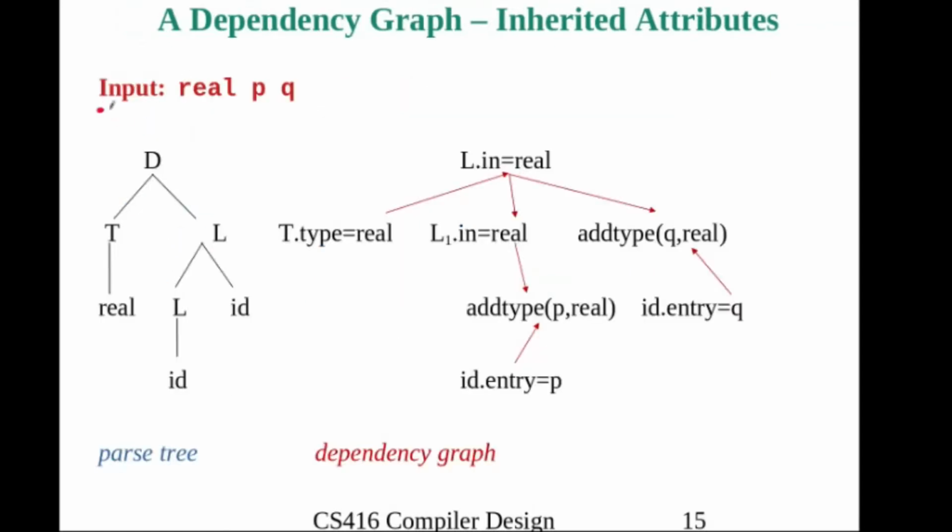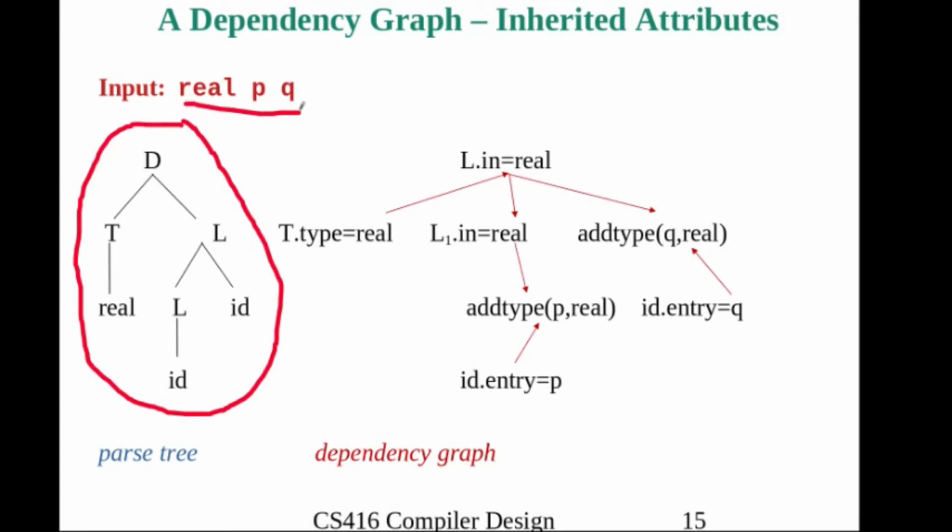And for example, take one input: real p comma q. So this is the parse tree. D will start from D and expand to T and L. T is real. And L is expanded as L comma ID. Suppose if you have a comma, then you will put a comma here. And suppose you are using a semicolon, then you can put a semicolon here. Then L is expanded as ID. So this is our parse tree for the input real p, q.